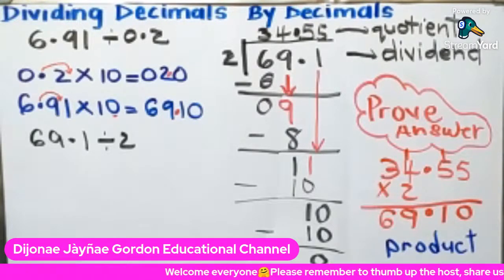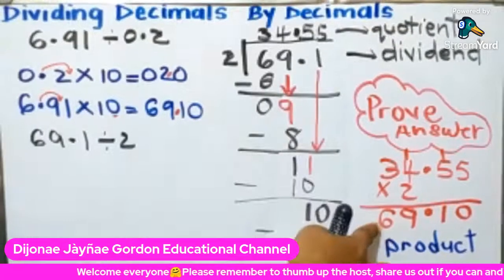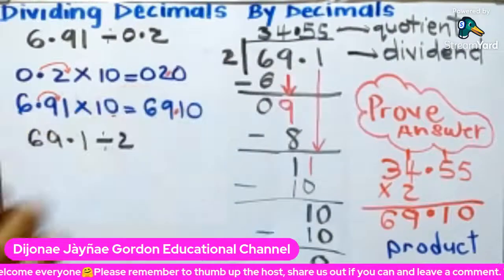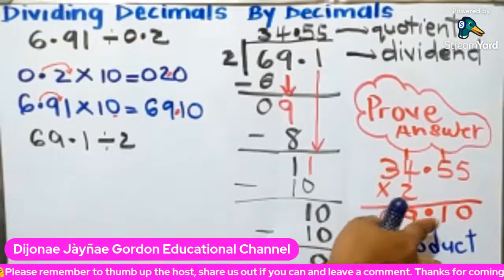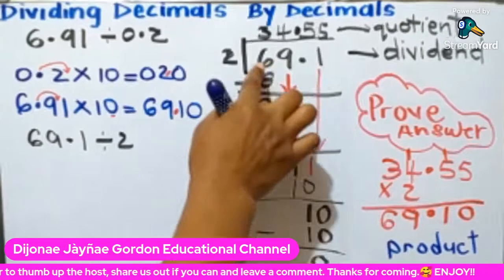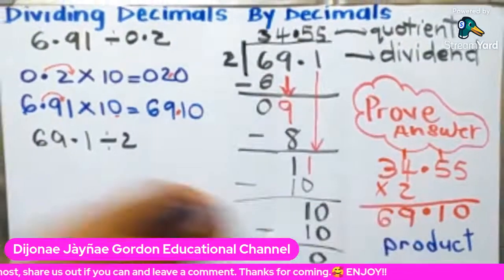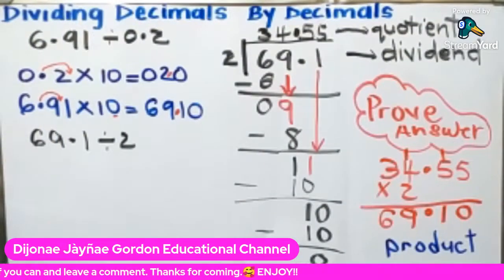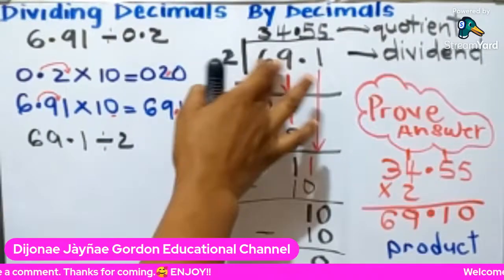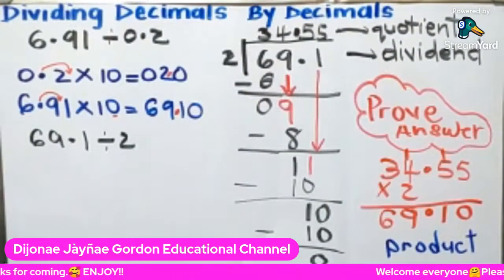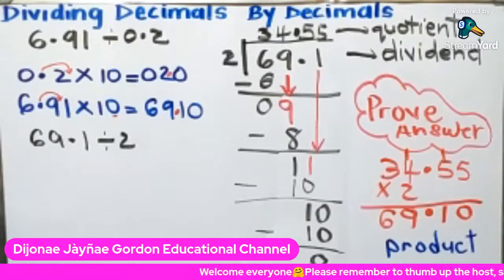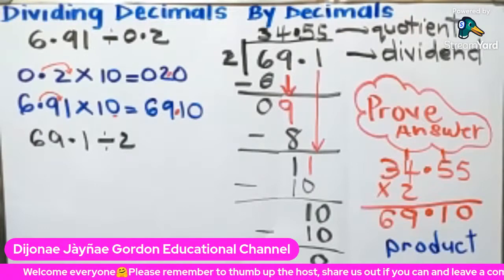All right? So let's check to see if our product and our dividend is the same thing. We have 69.10 and we have 69.1. So the 0 at the end is just a placeholder, right? It is the same thing. So that is telling us that our problem was correctly done. All right? So look at it carefully, and then we're going to go right ahead and work another problem.